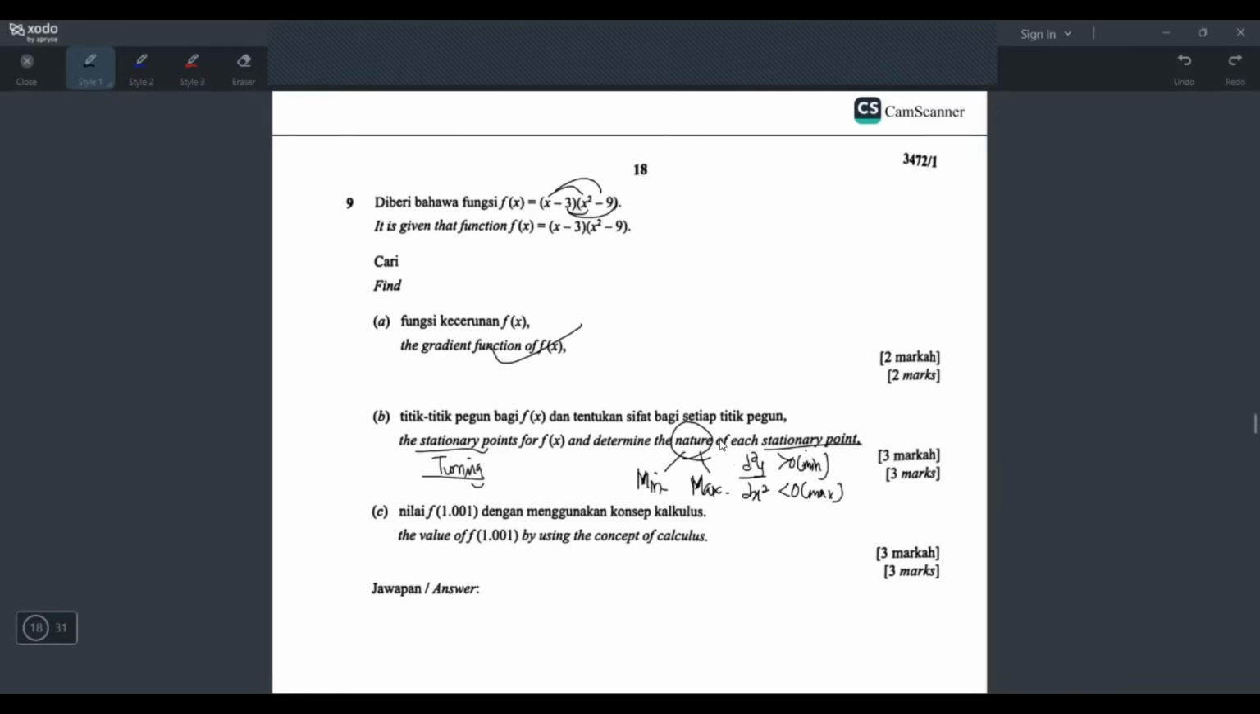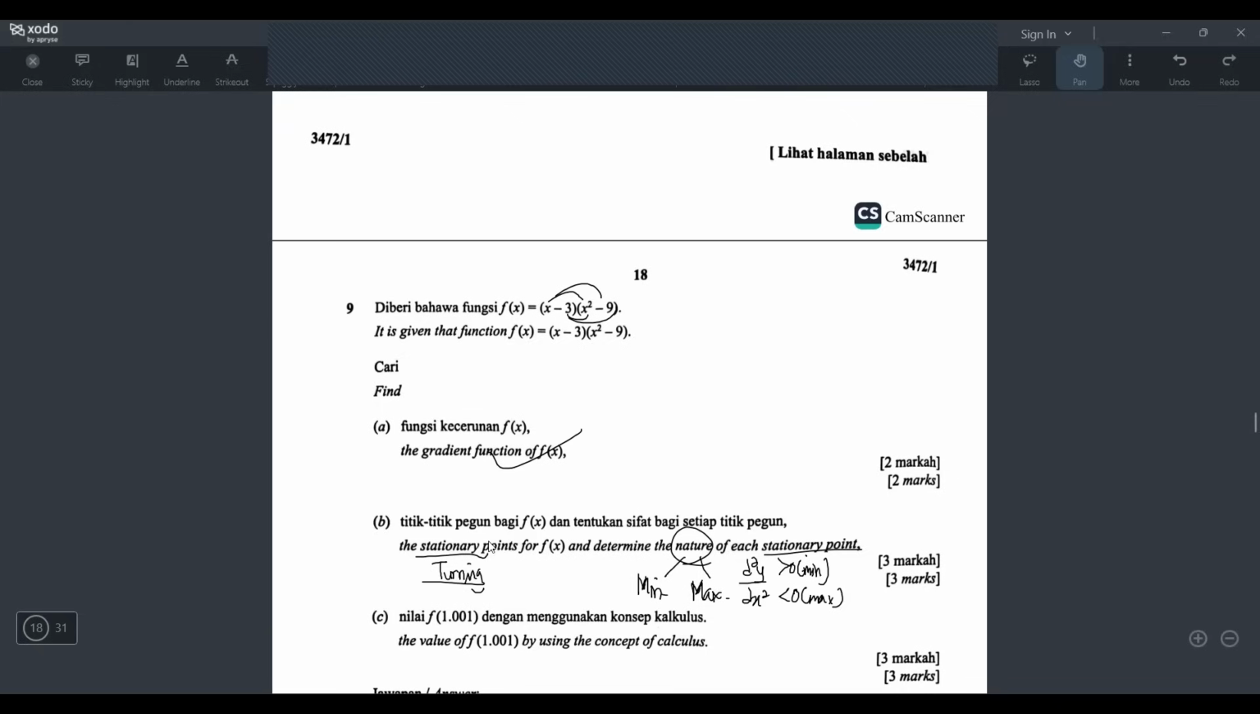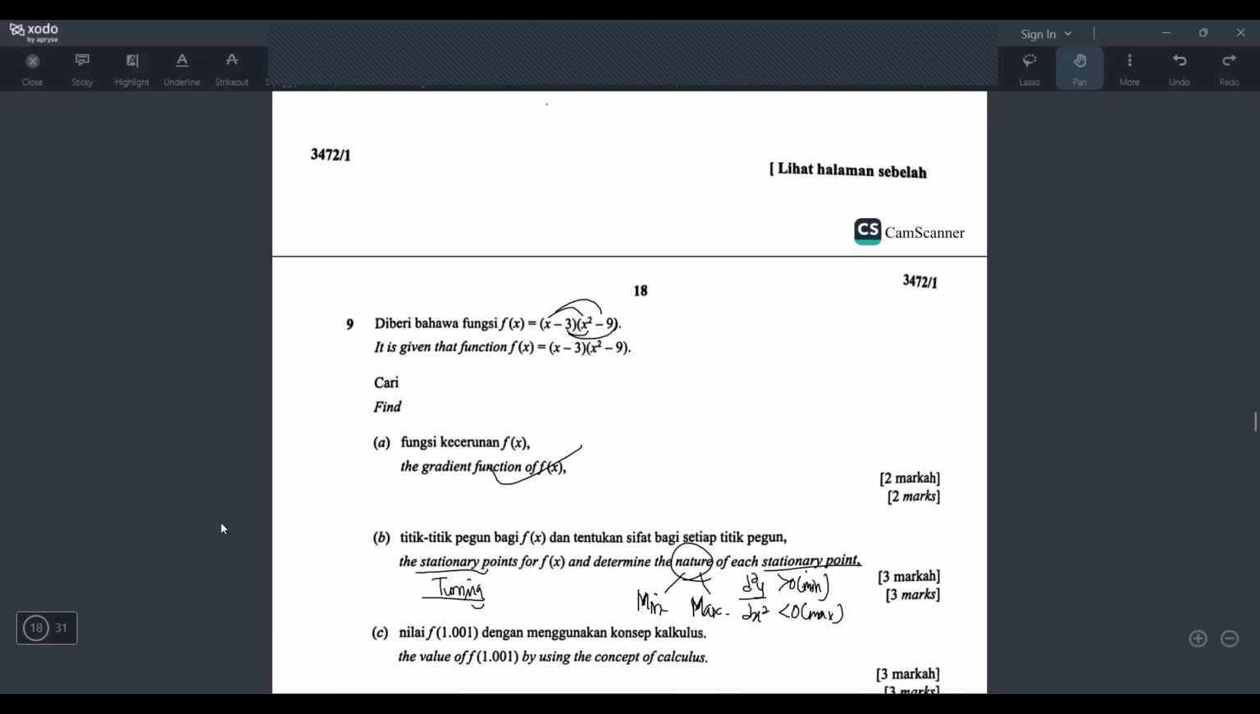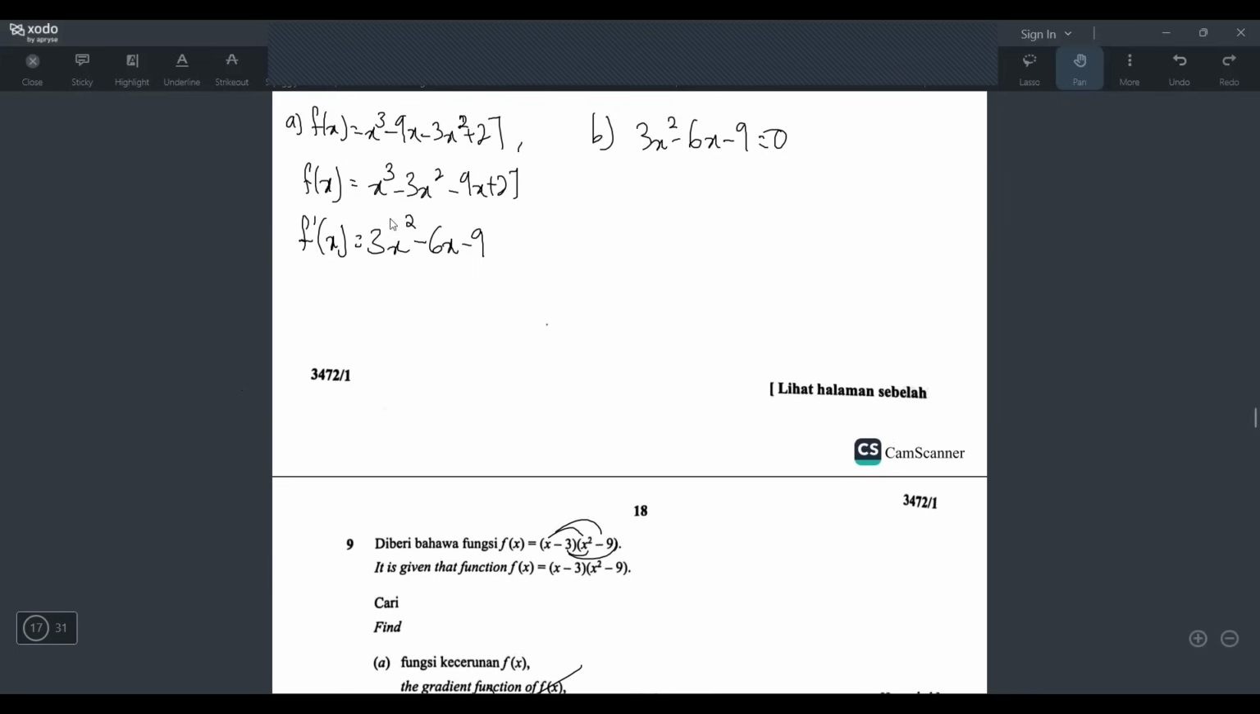So we will be doing this later, right? But before we find the nature, we have to find the turning point first. And how to find the turning point? dy/dx equals 0. It means when you do B, you will take your A answer equals 0. For those who are asking, hey sir, why equals 0? Because when you are finding the turning point, the gradient tangent will be 0. That is why your dy/dx answer, your f'(x) answer, will equal 0.